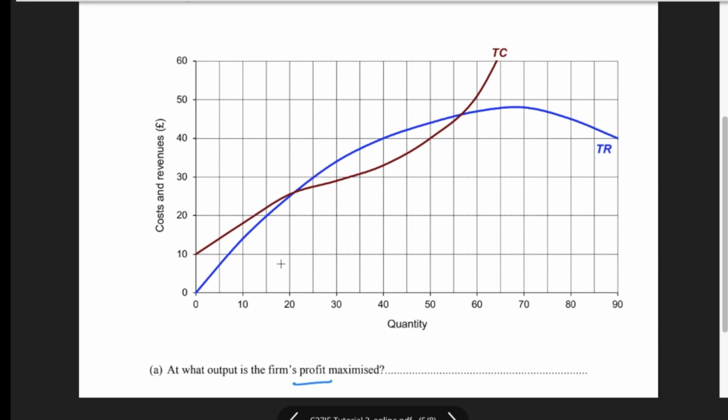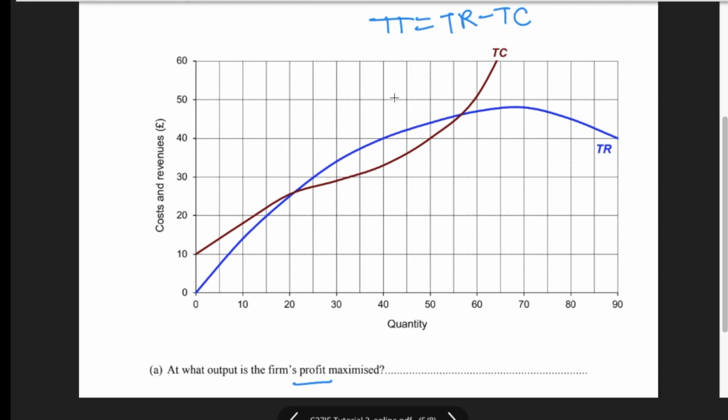So before we get into this, can someone remind me, what was the formula for profit? How do we calculate profit? Total revenue minus total cost. That's really good news because we've been given a graph that has total revenue and total cost on it. So in order to maximise profit, it makes sense that I want the gap or the difference between these two numbers to be as big as possible.